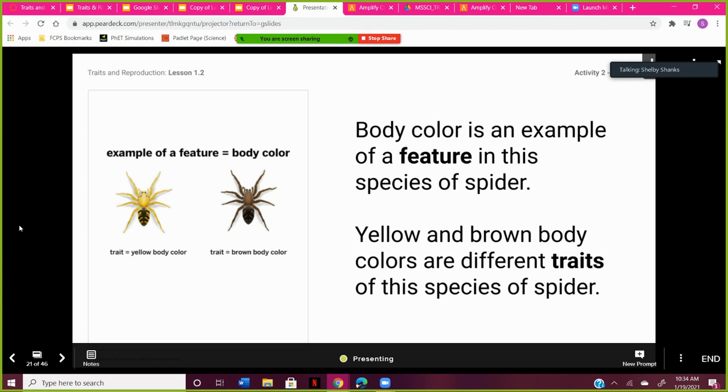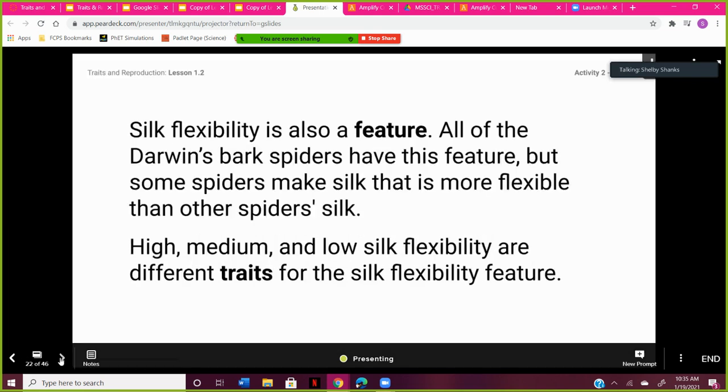All right, body color is an example of a feature in this species of spider. Okay, so an example of a feature is body color, and then that trait could either be a yellow body color, like this one on the left, or a brown body color, like this one on the right. All right, so we got features and we've got traits.